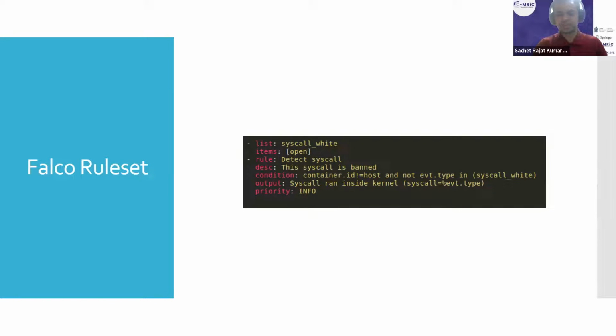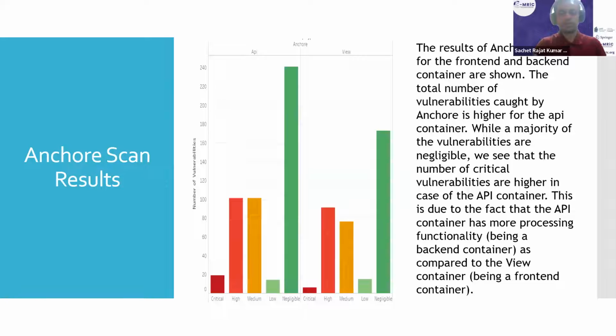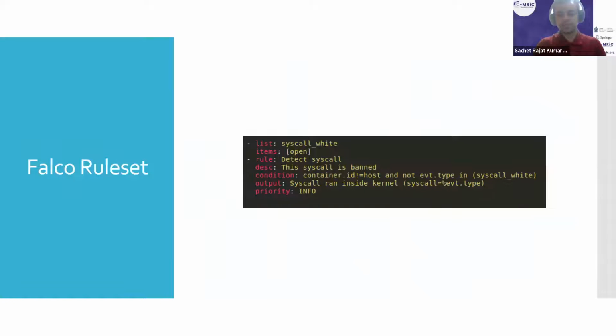What it means to say is that if the event type, which in this case is a system call, is not in the specified whitelist, then this condition would match and it would alert the admin. So the output would be syscall ran inside kernel, and the syscall would be the event type, which in this case would just be the system call that should not have run. And priority over here we have given as informational, but let's say you want to bump up the priority and you want something to be flagged as emergency.